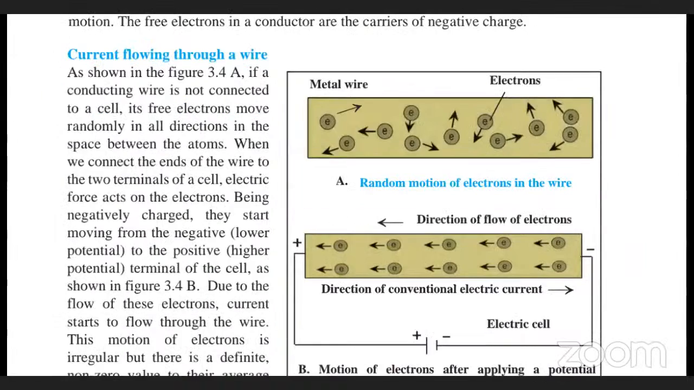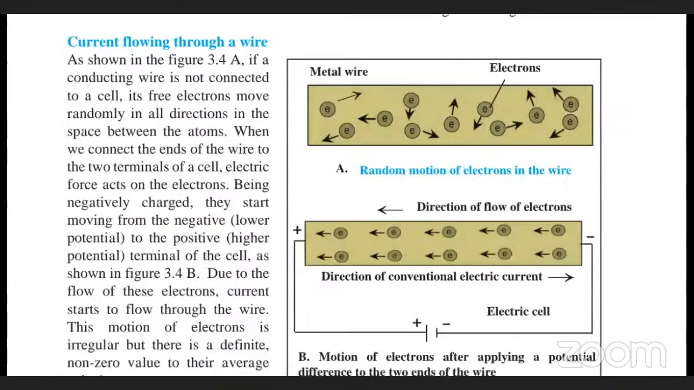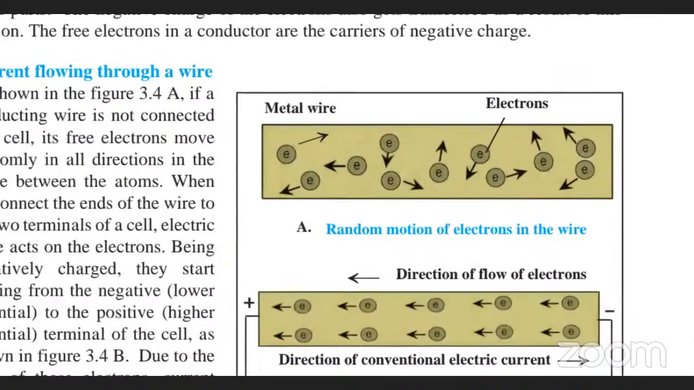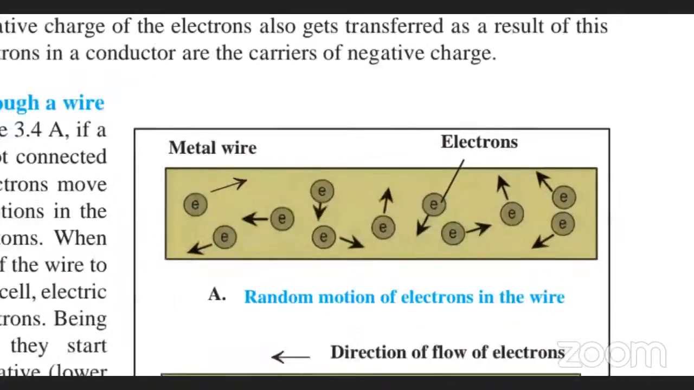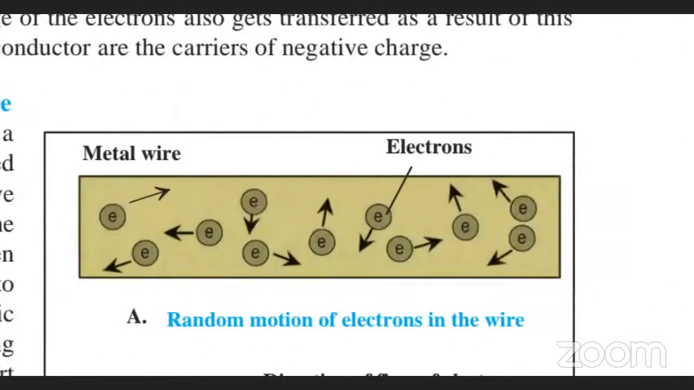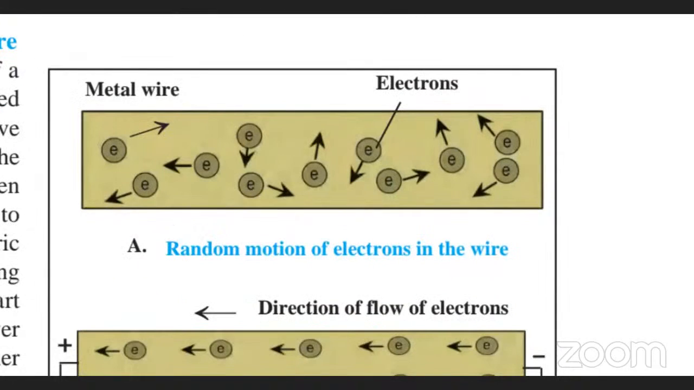Now this thing also we have completed, current flowing through a wire. What we studied here is, suppose you have a metallic wire and it contains electrons. The first case is the random motion of electrons in the wire, when no electricity is supplied. All the electrons present in the metallic wire are randomly arranged in any direction. No particular direction is there.